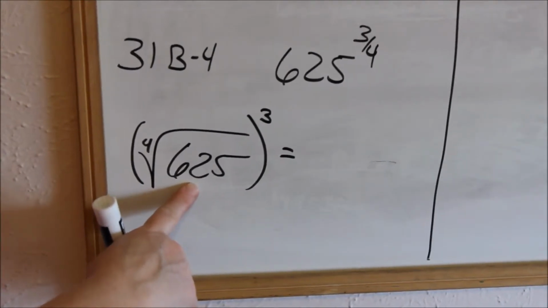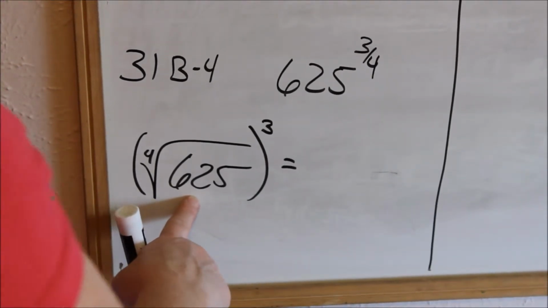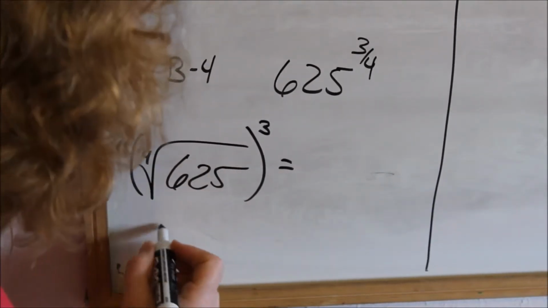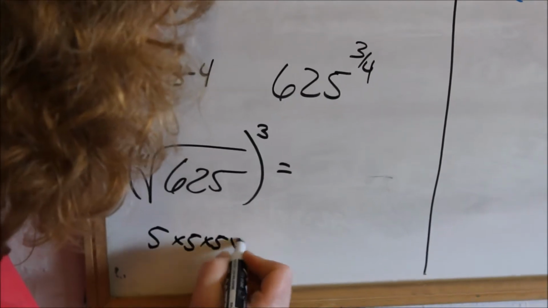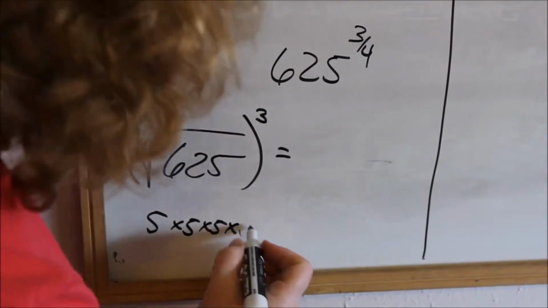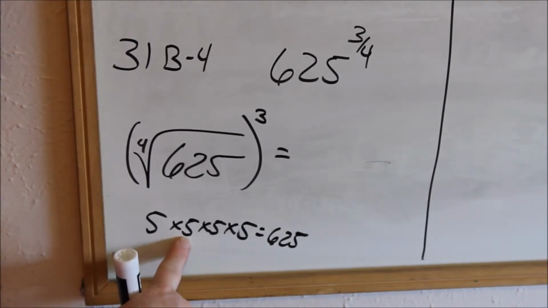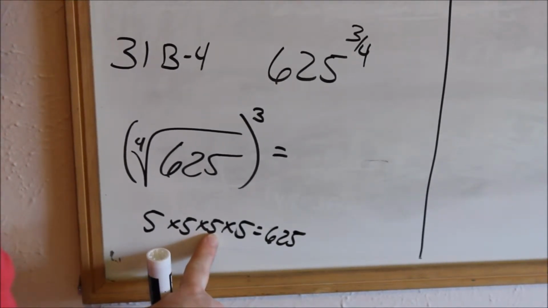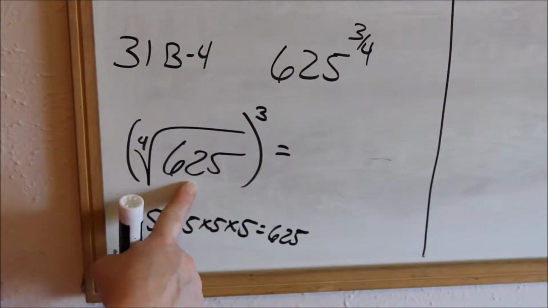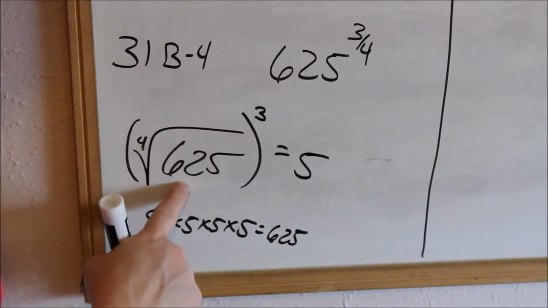So I have to ask myself, what times itself 4 times gives me 625? Well, it's got to be a small number. What times itself 4 times? 5. 5 times 5 times 5 times 5. Now that does not mean 5 times 4. 5 times 5 times 5 times 5 equals 625. 5 times 5 is 25. 25 times 5 is 125. And 125 times 5 is 625. So, to think backwards, what times itself 4 times is 625 is just 5. The 4th root of 625 is 5.